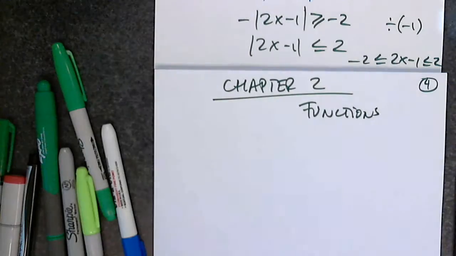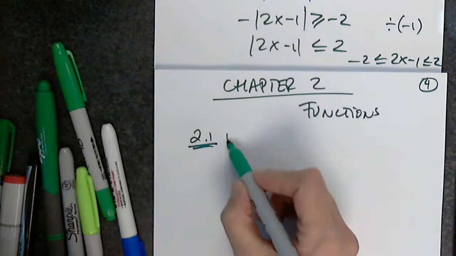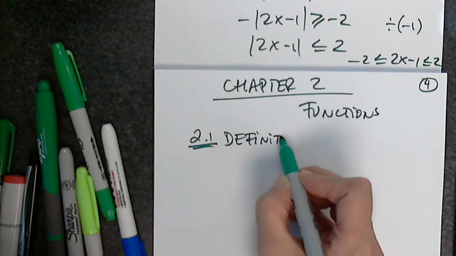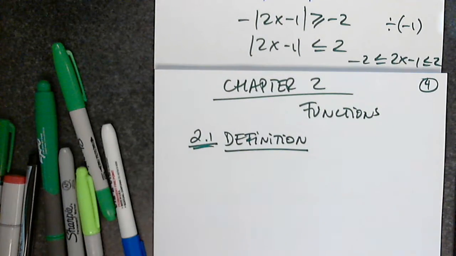Okay, so let's talk about functions. In 2.1, let's talk about the definition. Can anyone give us an idea of what a function would be? In my line of work, a function is something you can reuse over and over again. You have an input, you plug it into that function, and you get an output. So a function requires an input, an output, and some sort of definition.